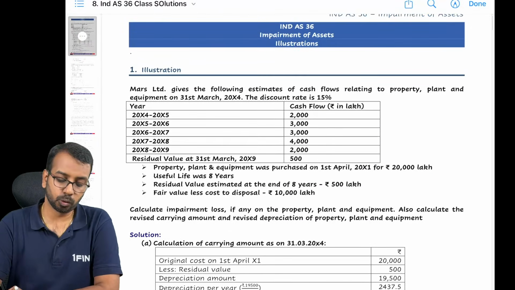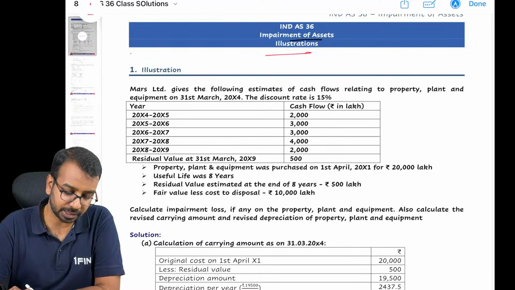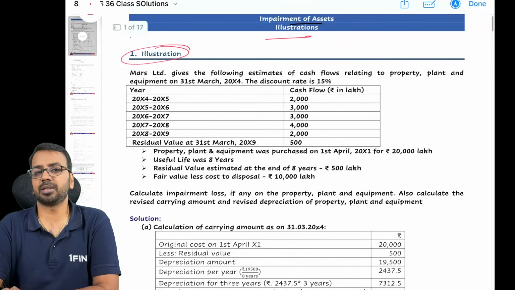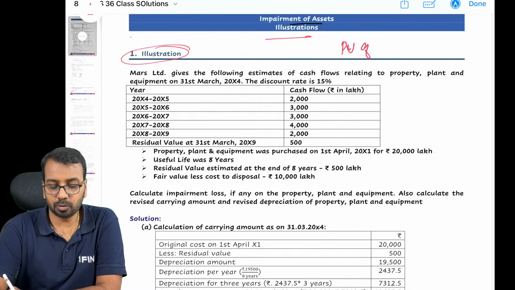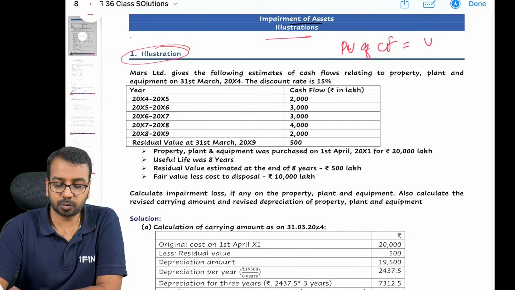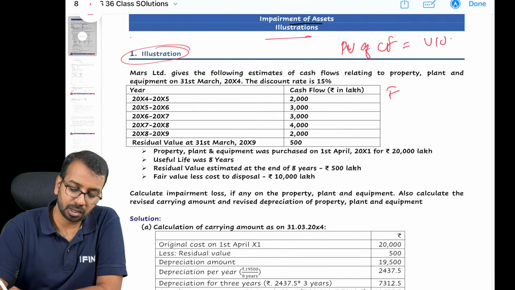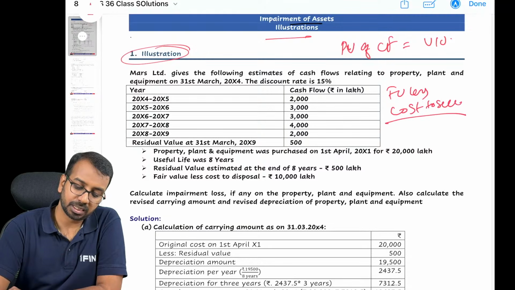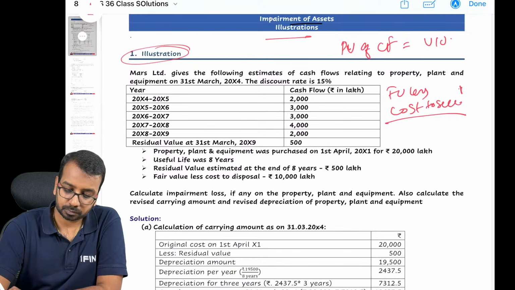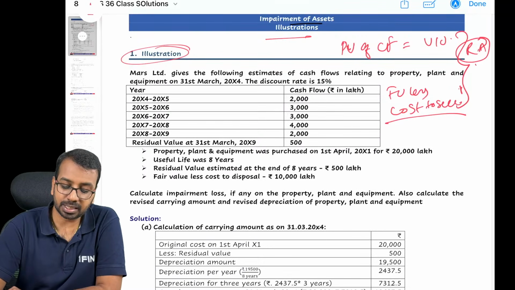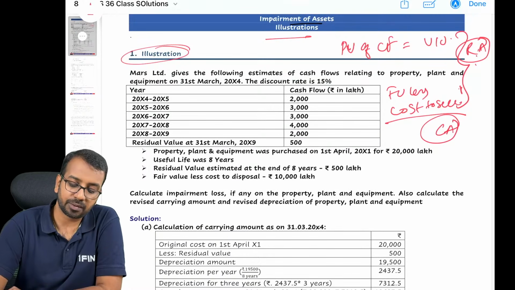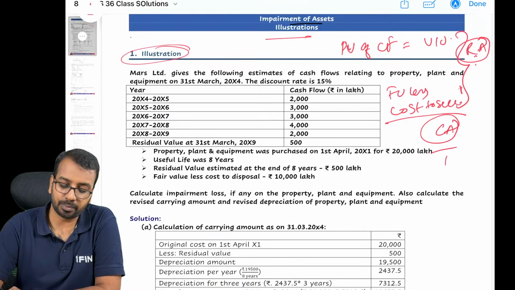Now moving on to the impairment of assets. As far as impairment of assets is concerned, the only thing you have to be careful about is what is the present value of cash flow, which is considered to be value in use, and what is the fair value less cost to sell. The higher of these two will give you the recoverable amount. Now this recoverable amount will be compared with the carrying amount. If recoverable amount is less, then there is impairment.